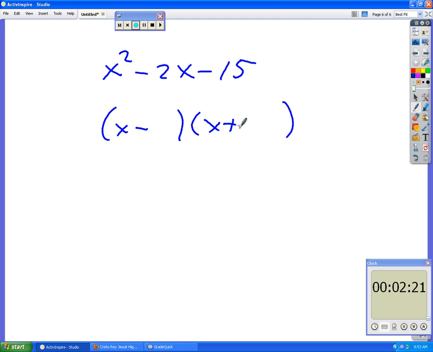What two numbers multiply together to give me 15, and when I subtract them, I get 2? 5 and 3. That's how we factor trinomials. Okay? When we factor trinomials. One more.